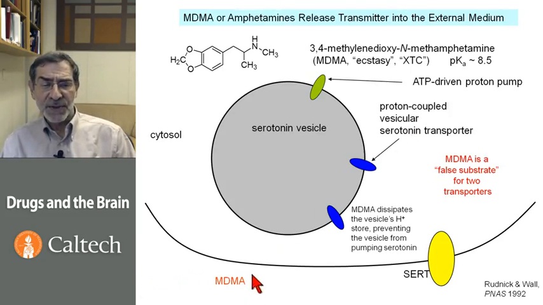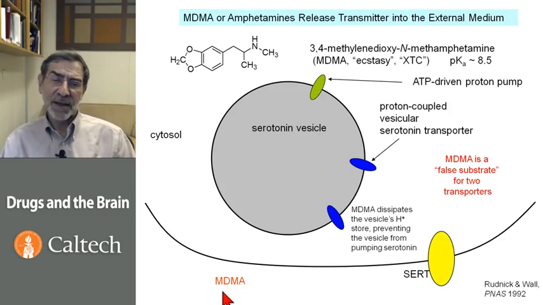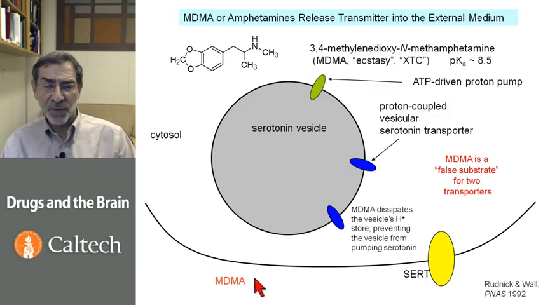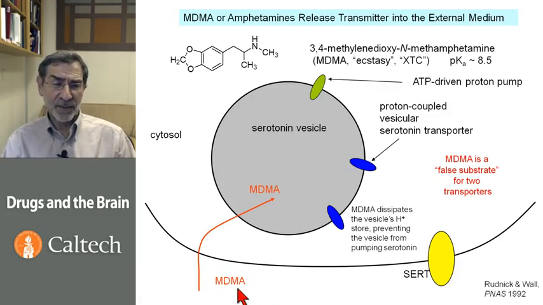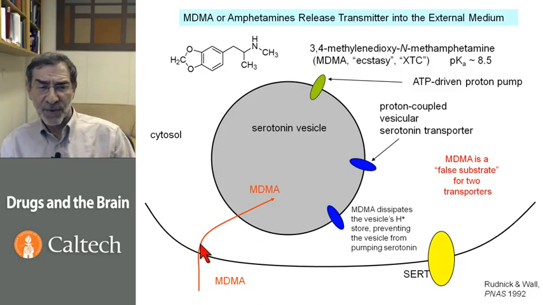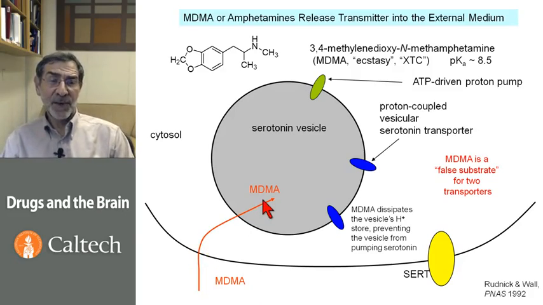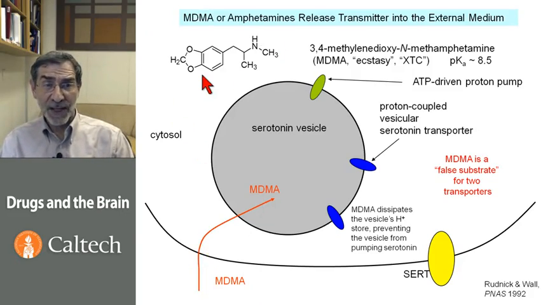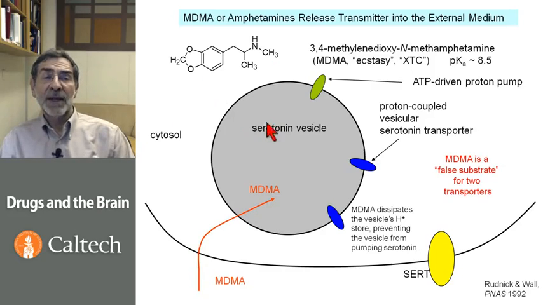So first, a person takes MDMA. It gets into the cerebrospinal fluid, into the area surrounding a neuron. And from the area surrounding a neuron, it passively diffuses through the plasma membrane as well as through the vesicle membrane, because it's a neutral molecule. And so it enters the serotonin vesicle.